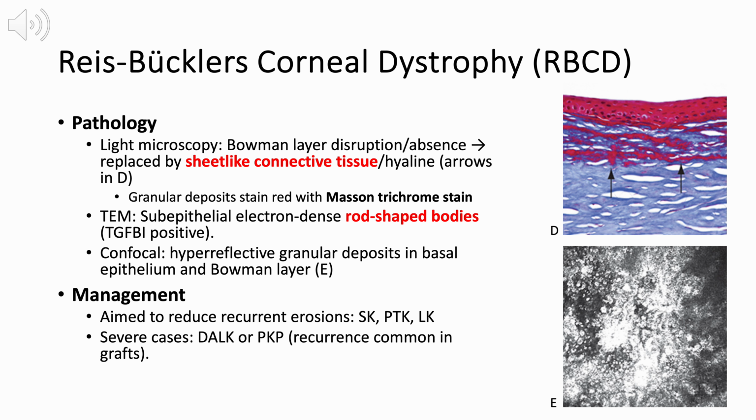Here we review Reese-Buckler's corneal dystrophy pathology. Light microscopy shows disruption or absence of the Bowman layer, which is replaced by sheet-like connective tissue or hyaline, highlighted in red on the stain to the right. Granular deposits in this condition stain red with a Masson trichrome stain. On transmission electron microscopy, subepithelial, electron-dense, rod-shaped bodies can be identified, and these are TGFBI positive. Confocal microscopy demonstrates hyperreflective granular deposits within the basal epithelium and Bowman layer.